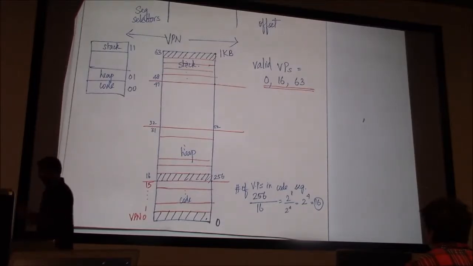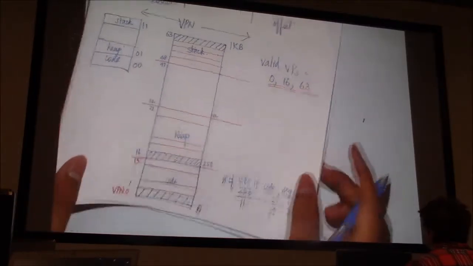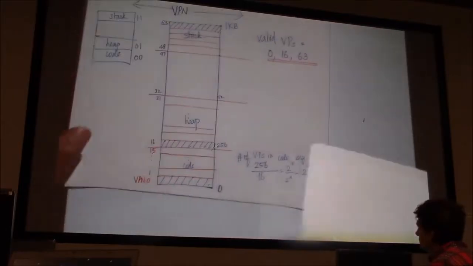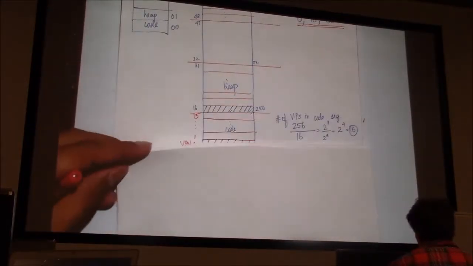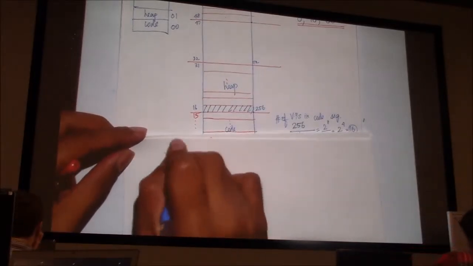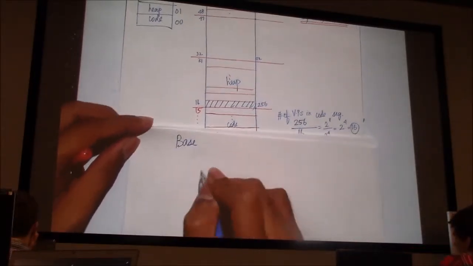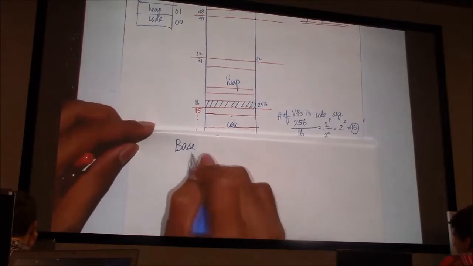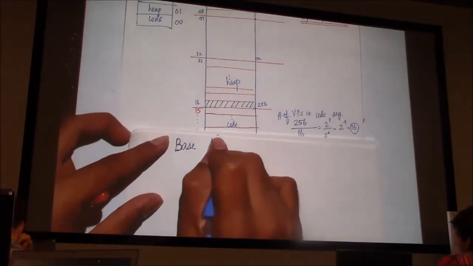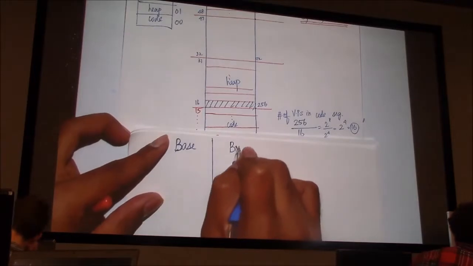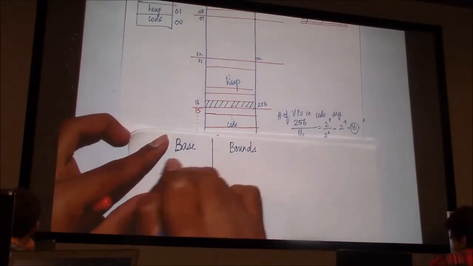So in this setup, maybe some more details. We are going to have similar base and bounds. There is going to be a base register, and a bounds register.